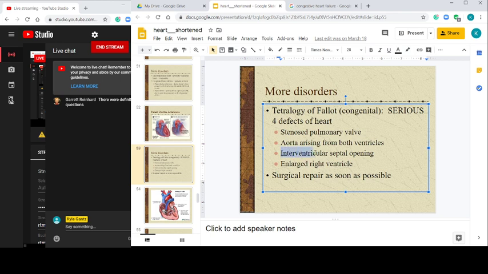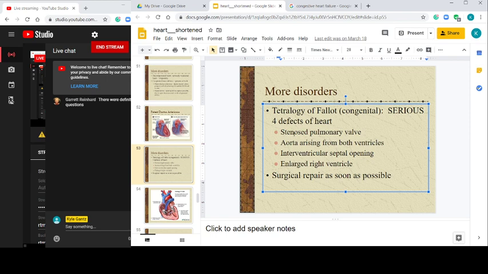We have an interventricular septal opening, right? So we have the septum between the right and left ventricles is not complete. And so therefore, what are we going to get? We're going to get the spilling of blood back and forth, oxygenated and deoxygenated. We're talking about a completely inefficient system. And then we're also going to have a right enlarged ventricle. Why would we have that?